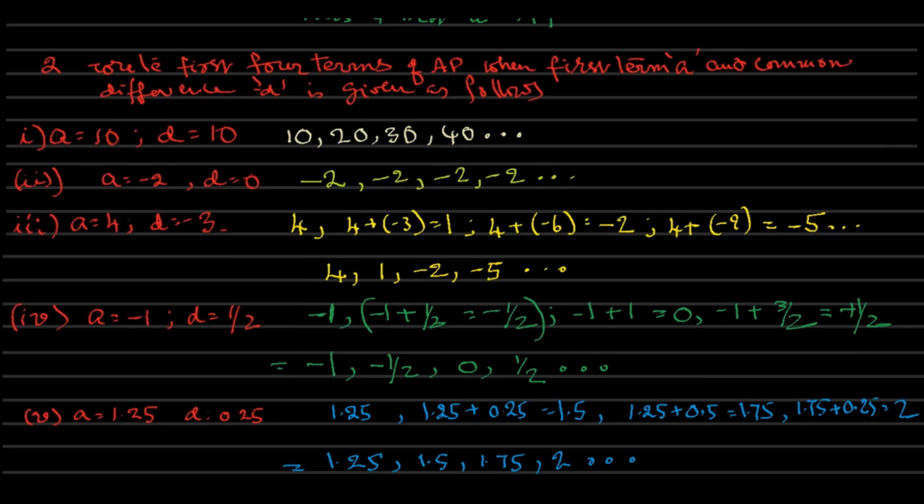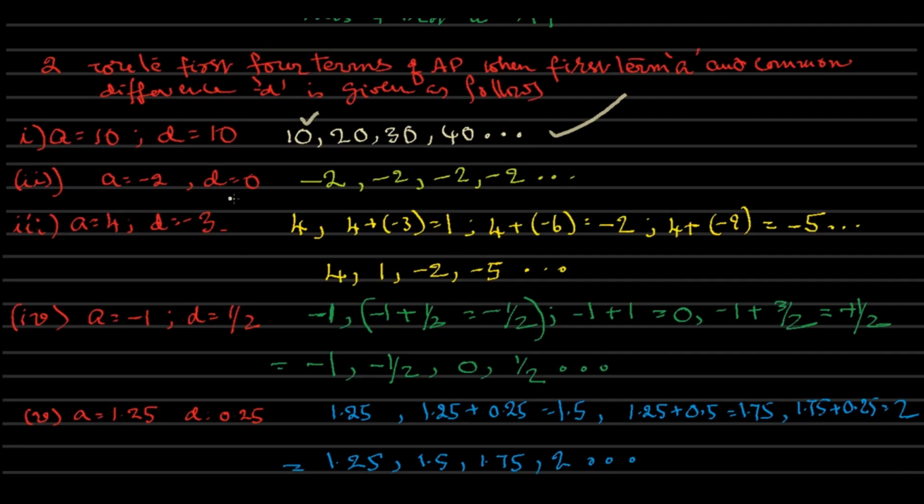Second one. The problem number 2 is: write the first 4 terms of the AP when the first term A and common difference D are given as follows. A is 10, D is 10. So first write A, add D. 10 plus 10, 20. 20 plus 10, 30. 30 plus 10, 40. It goes on and on.